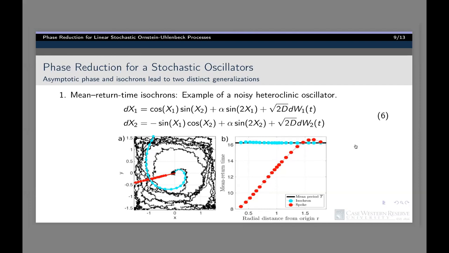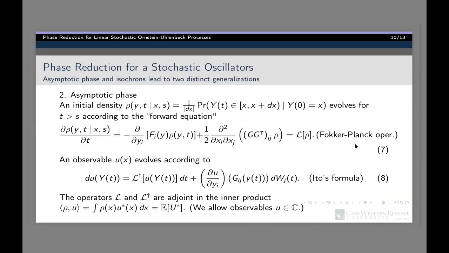And so this shows that the solutions of the partial differential equation we formulated do indeed have the properties of the mean return time that Schwab et al. and Polkowski proposed as a way of introducing the phase for a stochastic system. Okay, so that's one of the two generalizations of the original Guggenheimer phase.